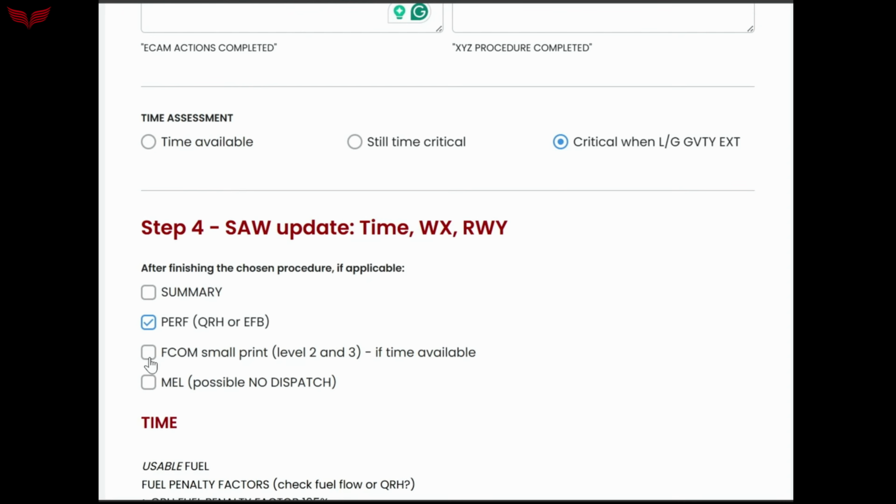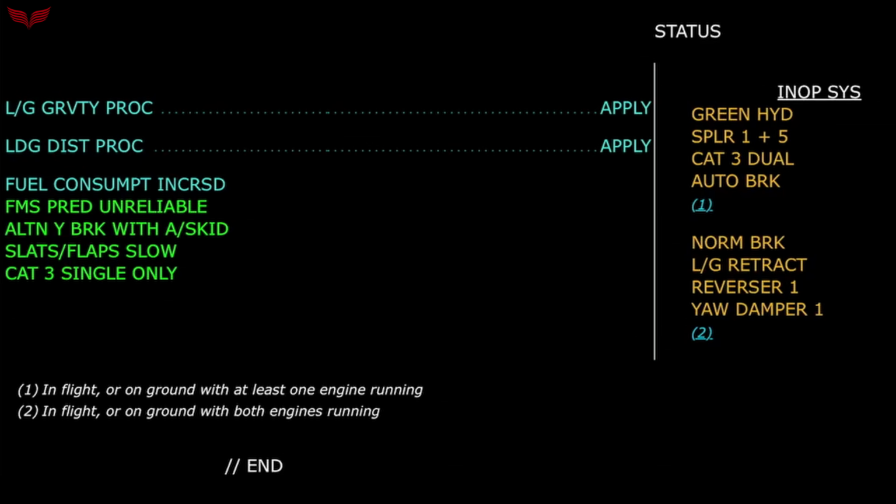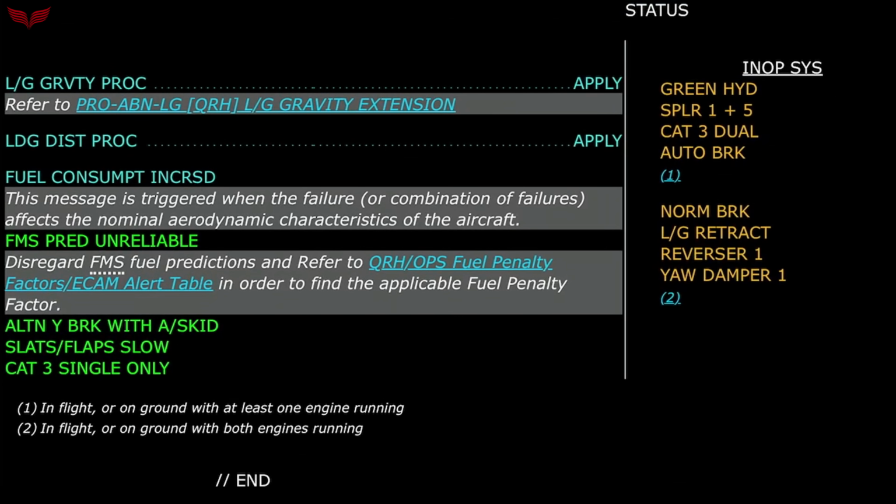FCOM, small print, level 2 and 3 information if time available. Yes, we do have time available now. At the status page, the landing gear gravity procedure apply, a small note referred to QRH landing gear gravity extension. And the FMS prediction unreliable, it is explained in the level 2 information saying disregard the FMS fuel predictions and refer to the QRH Fuel Penalty Factors ECAM alert table in order to find the applicable fuel penalty factor. So now we know that we have to apply the landing gear gravity extension from the QRH, and we have to refer to the fuel penalty factors also from the QRH.